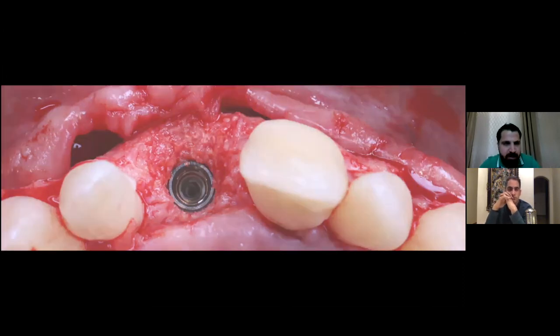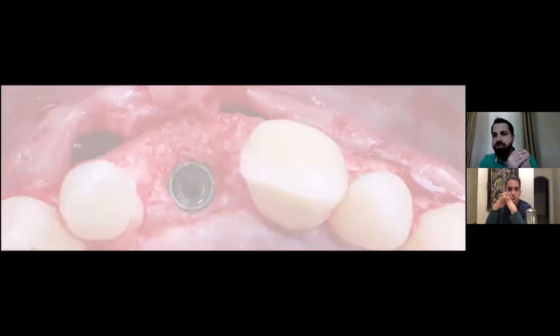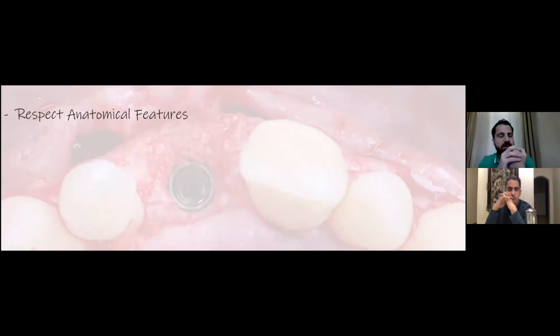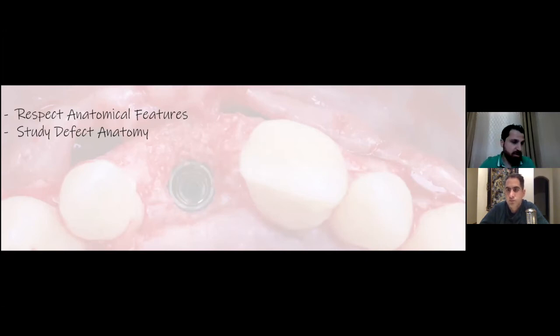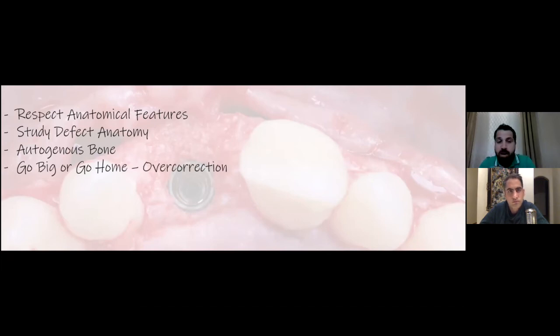And at the end, I want to say that during our surgeries, especially in GBR, posterior mandible, esthetic zone, upper, lower, we have to respect anatomical features. We have to study our defect anatomy and select our cases, of course, as you said, Doc. Using autogenous bone is a must for me. I always use autogenous bone. A sentence that I like: go big or go home. Always overcorrection when you're doing your GBRs.